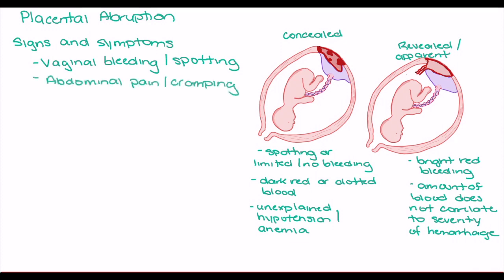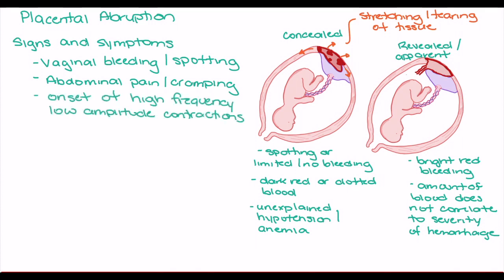Vaginal bleeding will most commonly be associated with abdominal pain or cramping, and this is because as we start to see an increase in blood building up in the decidua basalis, that blood is going to increase pressure on the surrounding tissues, leading to stretching and tearing and activation of nerve fibers. Stretching and tearing can also lead to the activation of stretch receptors within the uterus, leading to the onset of high frequency and low amplitude contractions. As the uterus contracts, it may become hard and tender on palpation.